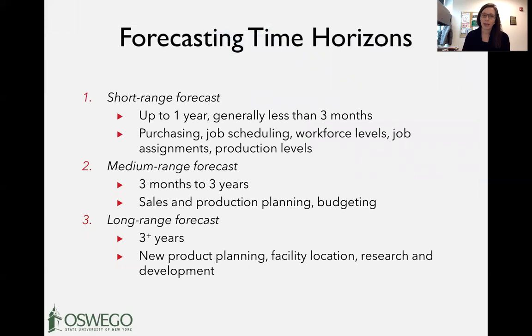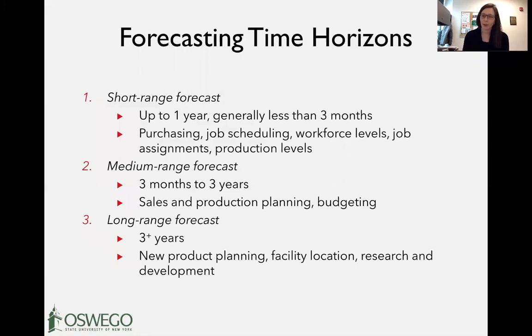As we think about forecasting, there are three main time horizons that we want to consider. Obviously, a short range forecast, which is just looking out a few months in advance, and this is more so for staffing and making sure that your inventory levels are okay and that you've got the right staff to be able to meet the demand.